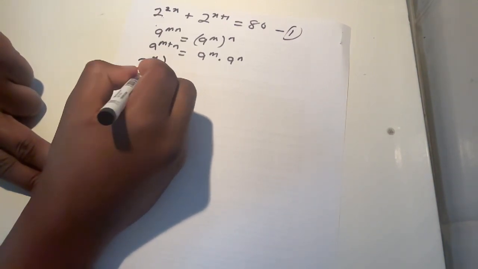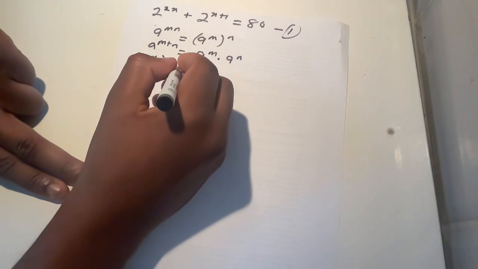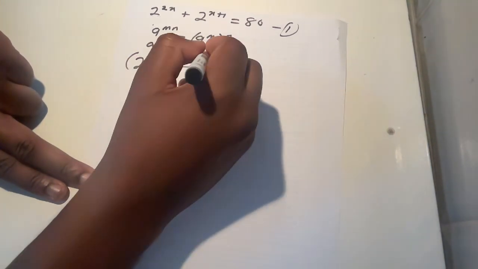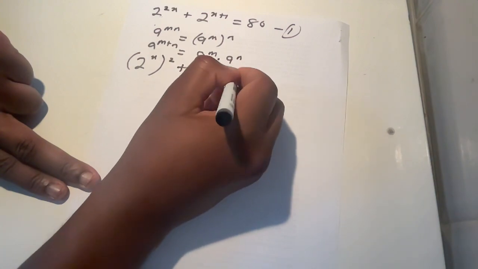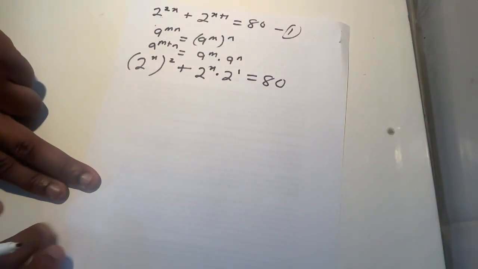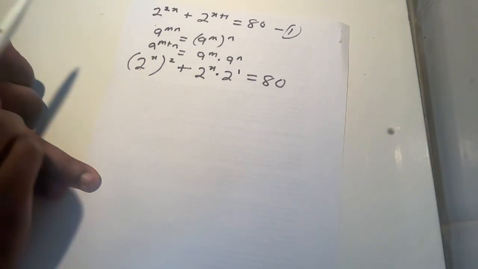2 to the power x, squared, plus 2 to the power x times 2 to the power 1 is equal to 80. So we have 2 to the power x here, we have 2 to the power x here.